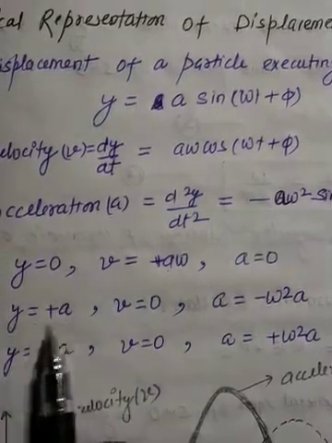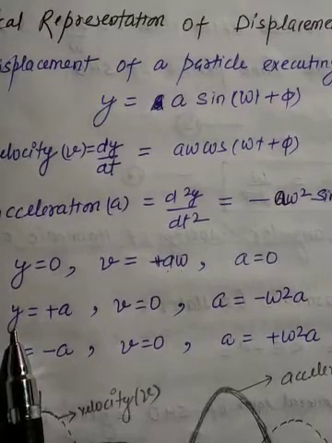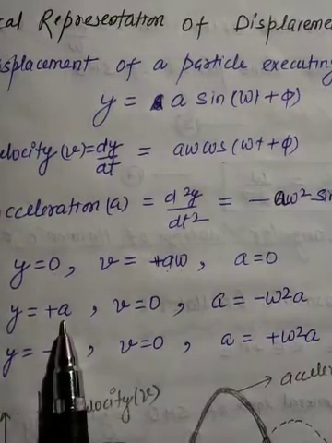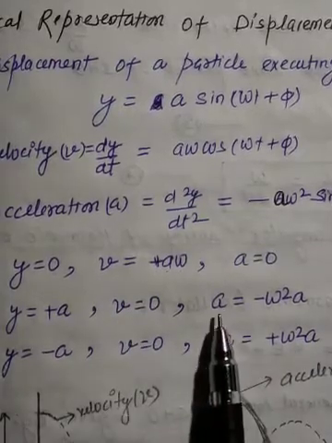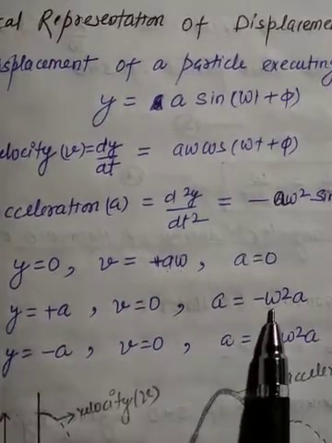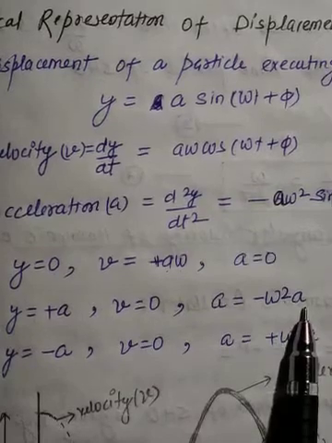This is the second result. When the displacement of the particle is equal to the peak amplitude of the particle, the velocity becomes 0, and the acceleration will become minus omega square a.